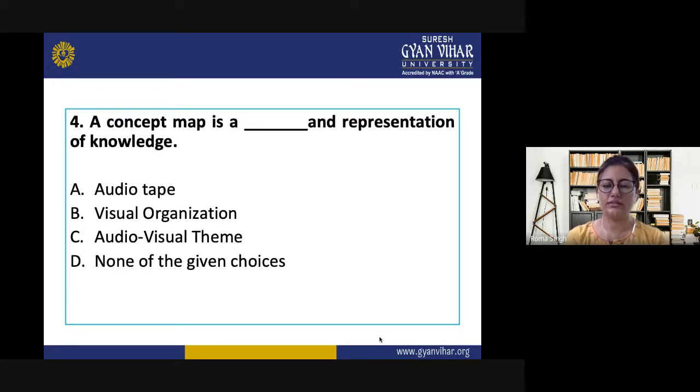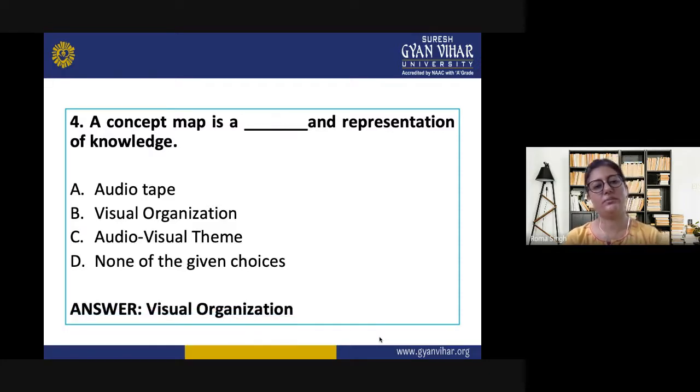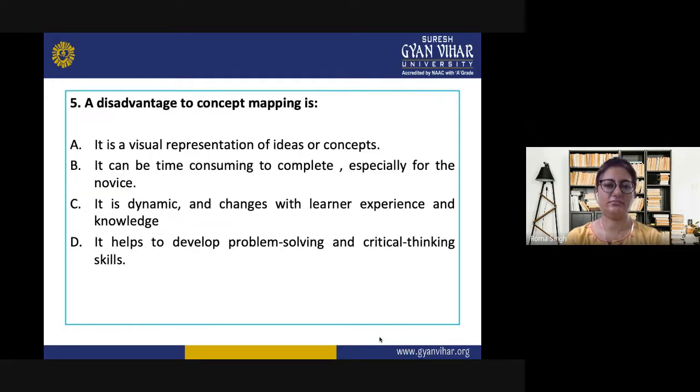Next question is, a concept map is a dash representation of knowledge. What is it? Options are audio tape, visual organization, audio visual theme, or none of the given choices. So the correct answer is, a concept map is a visual representation or visual organization of our knowledge or ideas, whichever is conceived in our mind.